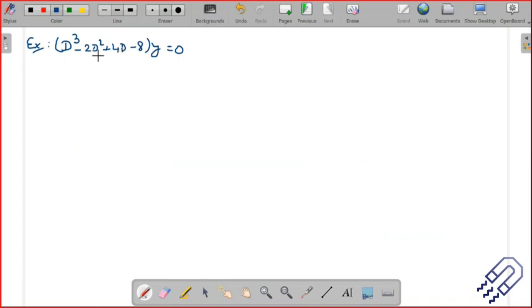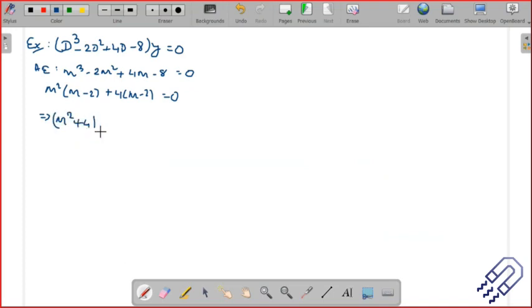Now you need to note here that its power is 3, that means there will be 3 roots to it, right? So we can actually write down the auxiliary equation, and that would be nothing but m cubed minus 2m square plus 4m minus 8 is equal to 0. And then these are simple things which you already know: m square (m minus 2) plus 4 (m minus 2) is equal to 0. So that means I'm going to get (m square plus 4)(m minus 2) is equal to 0.